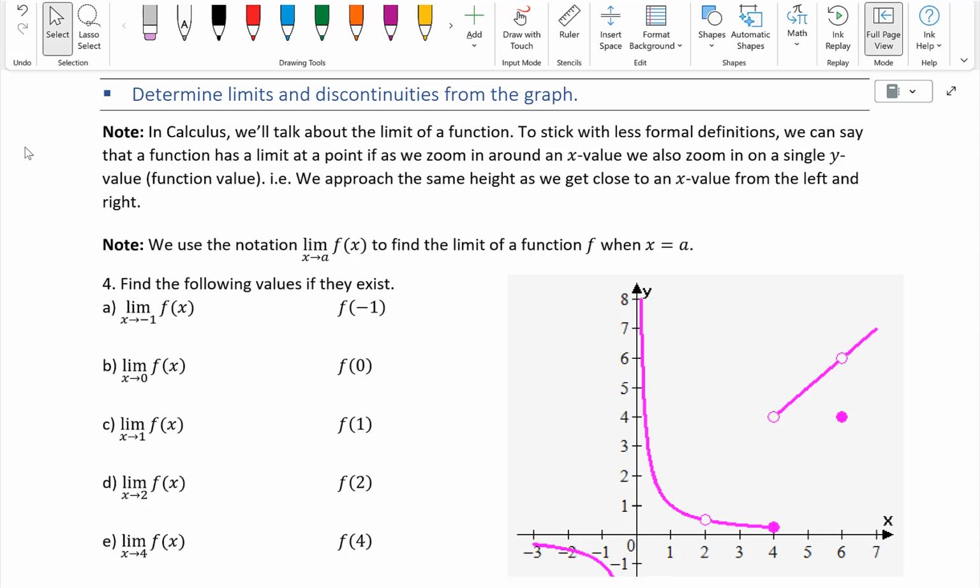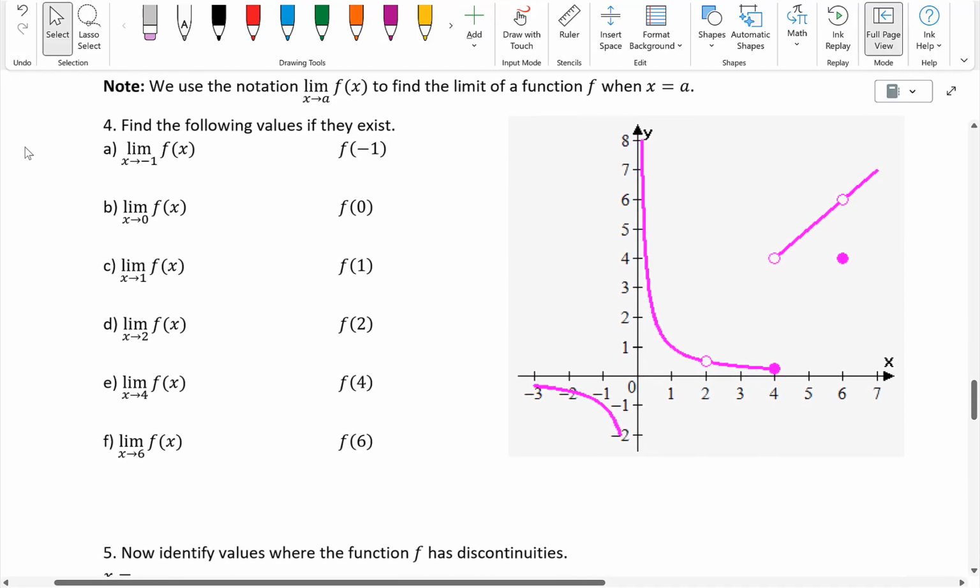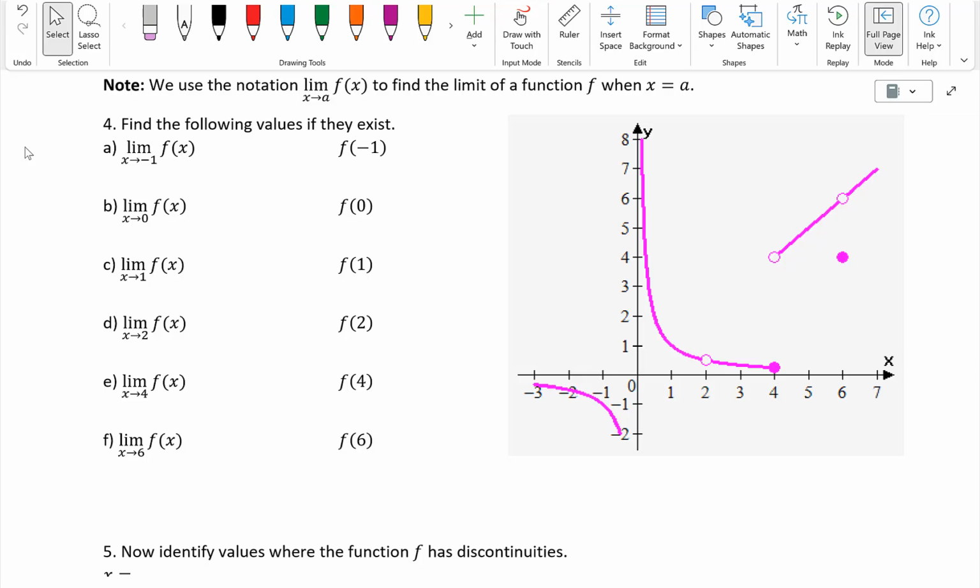So note here, we use the notation limit as x approaches a of f of x to find the limit of a function f when x equals a. So we'll practice on the graph and we can try some more in person. But for 4, we're going to find the following values if they exist, and we'll talk about what to write when they don't exist.